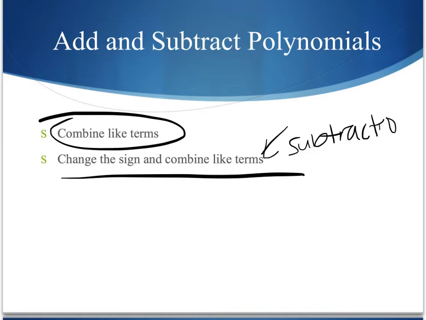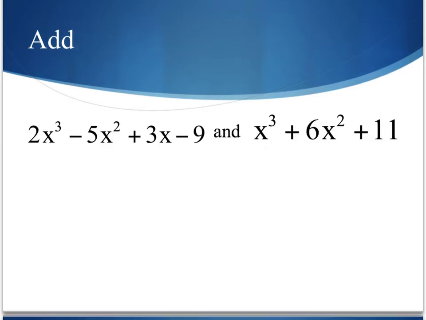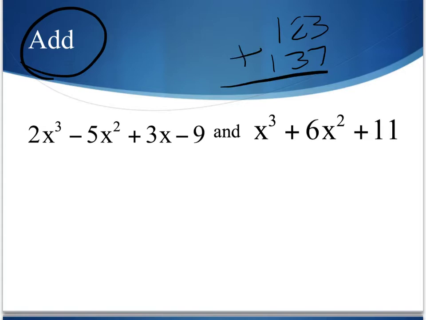And subtraction only. So this problem asks us to add. Remember that it says to add. And we can line them up underneath like we used to with just regular numbers. If we had 123 plus 137, we would line it up like this and add them together.